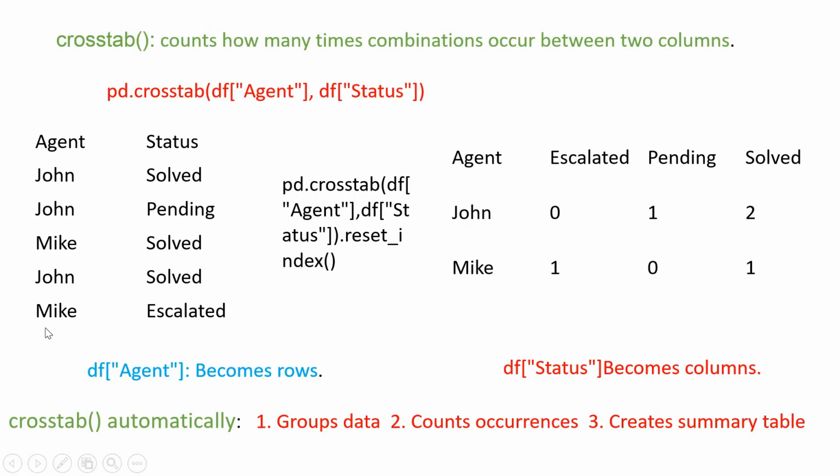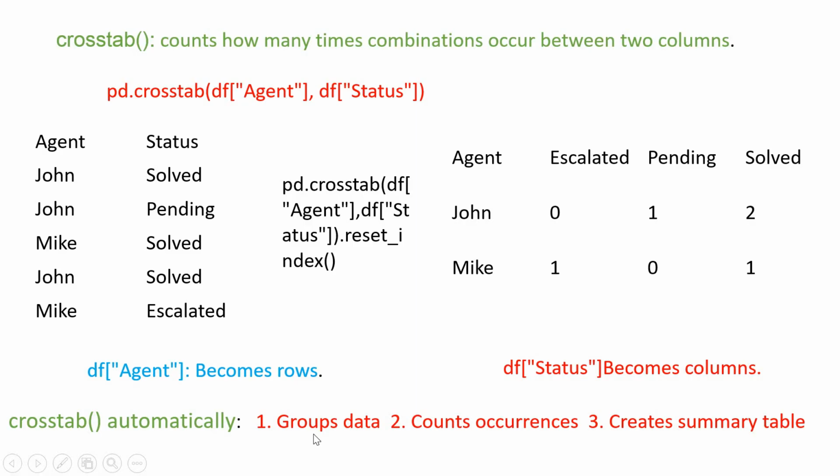For example, we have agents like John and Mike, and status like this. If I use crosstab here, the agents John and Mike will become rows and status will become the columns. Status has three values, right? Solved, pending, or escalated. So escalated is one column, pending is one column, solve is one column. That is what we are doing with crosstab. The row will be the agent and the column will be the status.